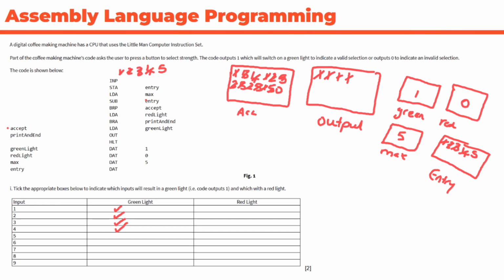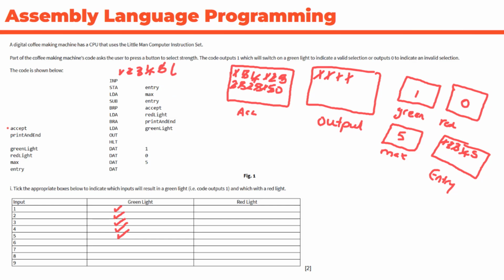And then we do branch if positive. Now, branch if positive or 0, we're going to accept that. So that also gets a tick in the box because we jump to accept and we load the green light again. Now, I imagine this is where things start to change.